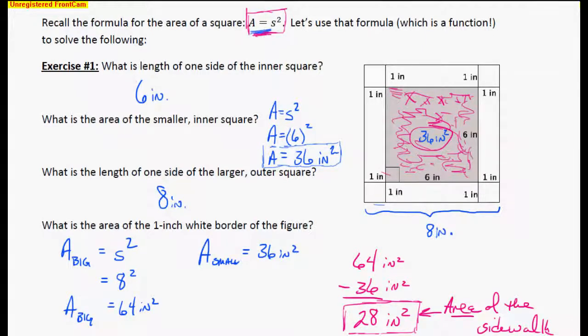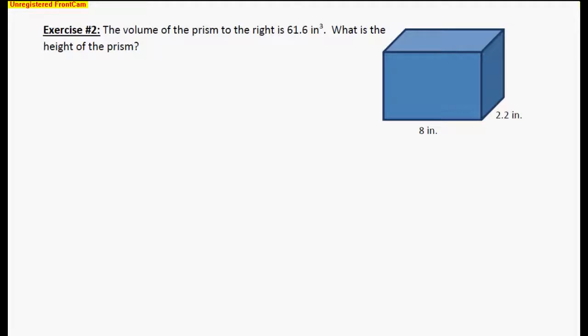Okay, so let me wipe that off. Let's get rid of that, and let's turn on number 2 here. Now this one's different. They're talking about volume. Volume of the right prism. And if you remember, again, this is from last year, we had volume of prisms. We used that formula, and notice this is a capital B. That stood for the area of the base, the area of the base of that figure.